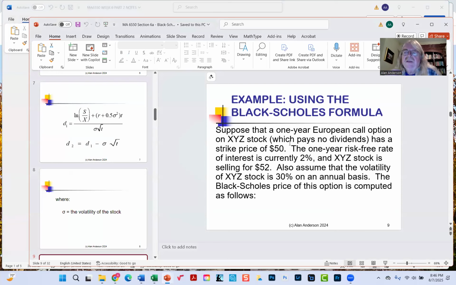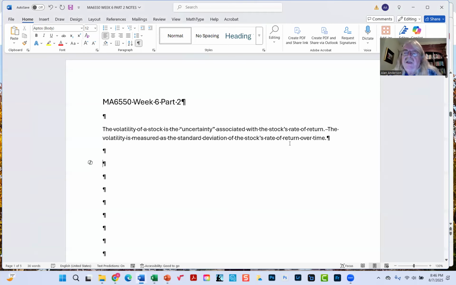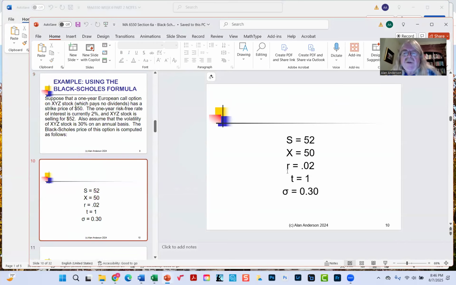By the way, we'll see later on that the more volatile the stock is, the more valuable the option will be. Options benefit from volatility, but we'll get to that discussion later in this chapter. Anyway, here's the information we have. So I put this into a spreadsheet.